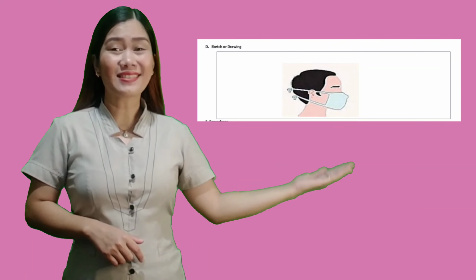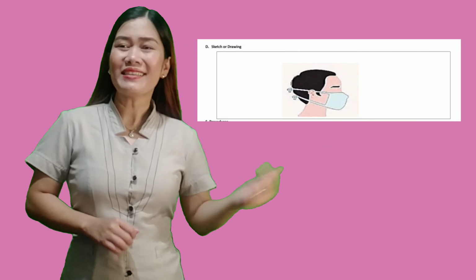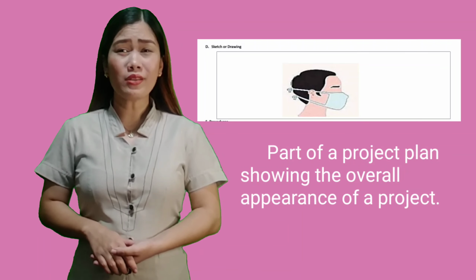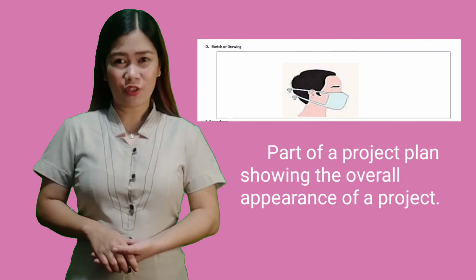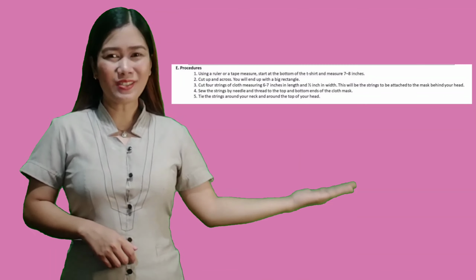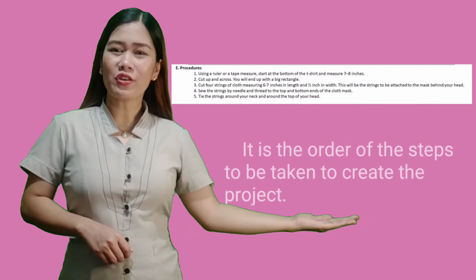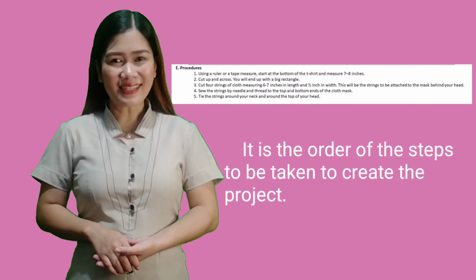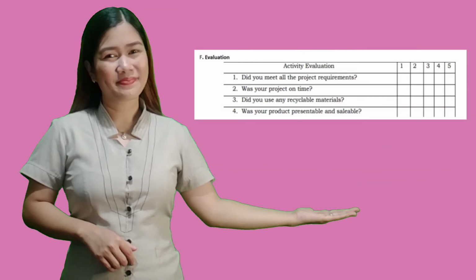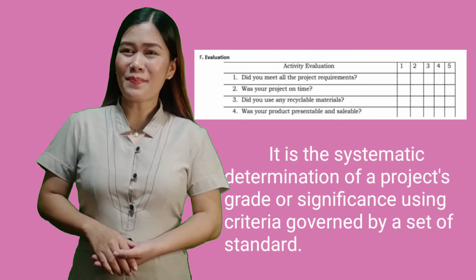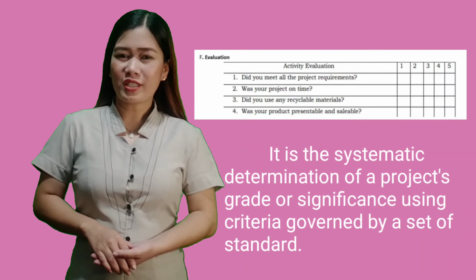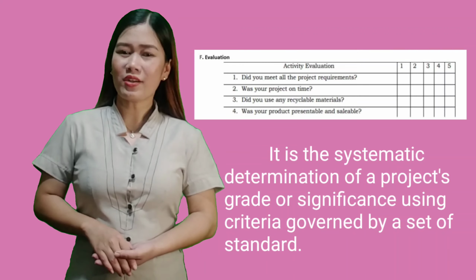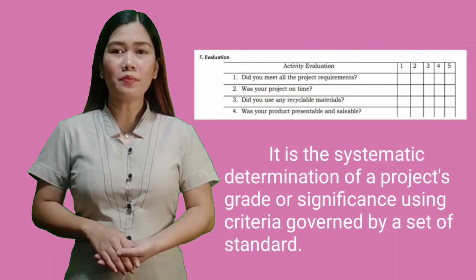After that is the sketch or drawing. It is part of a project plan showing the overall appearance of a project. Then, procedure. It is the order of the steps to be taken to create the project. Lastly, evaluation. It is the systematic determination of a project's grade or significance using criteria governed by a set of standards. Now that you have an idea, let's have the activities.